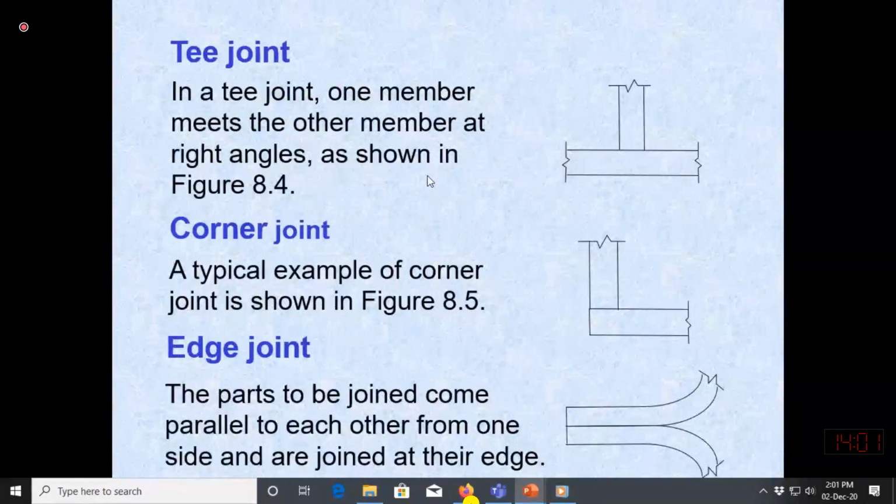Other joints are the T-joint. So you can assume that this is one plate and this is the other plate. We want to connect this plate in a perpendicular direction, so we may place the weld here. This is a T-joint. If we want to make a box girder, this is one plate, and the other plate at the end is placed in the transverse direction and we can provide the weld on this side.